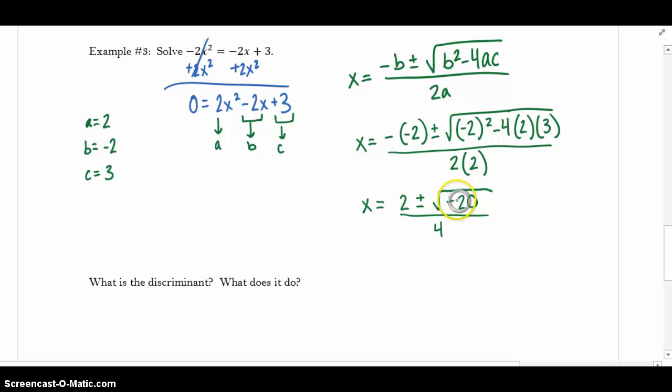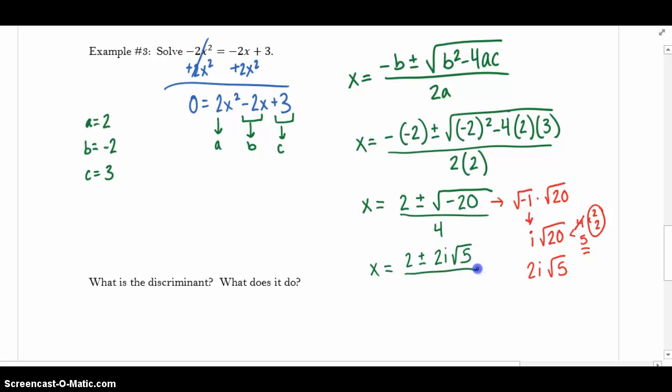Now remember, negative numbers underneath the square root means this is going to end up being imaginary. So remember, that's like breaking it up into square root of negative 1 times the square root of 20. And what does the square root of negative 1 equal? Come on, I know you know this. That's right, it's i. So I've got i times the square root of 20. And if I factor out 20, 4 times 5, 2 times 2, I got a pair of 2, so that's really 2i times the square root of 5. So I'm going to rewrite this as 2 plus or minus 2i times the square root of 5, all divided by 4.